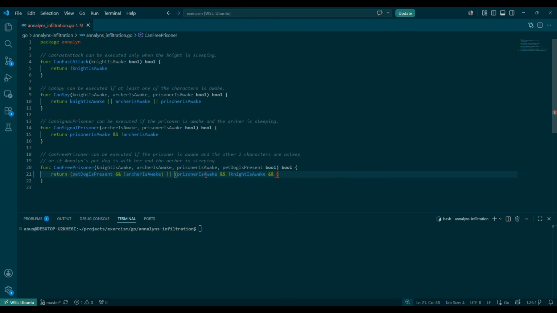The main idea of this exercise is to translate English rules into Boolean expressions. The 3 operators we use are not, and, or. Once you understand these 3 operators, all 4 functions become straightforward.